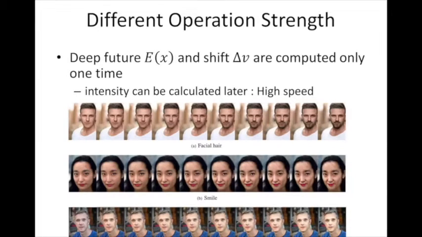Now I talk about different operation strengths. The deep feature and the shift are calculated once. Then you can calculate the intensity layer, so you can calculate images of different intensity at high speed. Those are results with different intensities, but the result may be slightly unnatural if the intensity is strong.